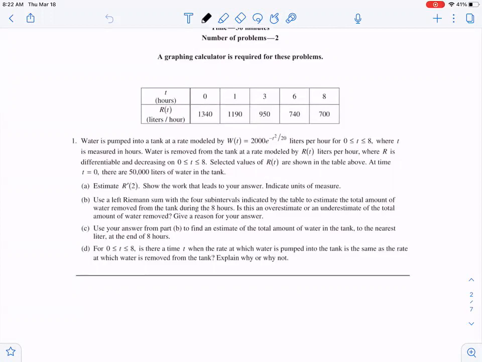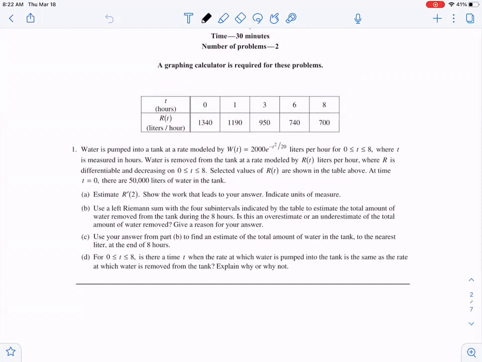And Part D, for the closed interval 0 to 8, is there a time t when the rate at which water is pumped into the tank is the same as the rate at which water is removed from the tank? Explain why or why not. Okay.